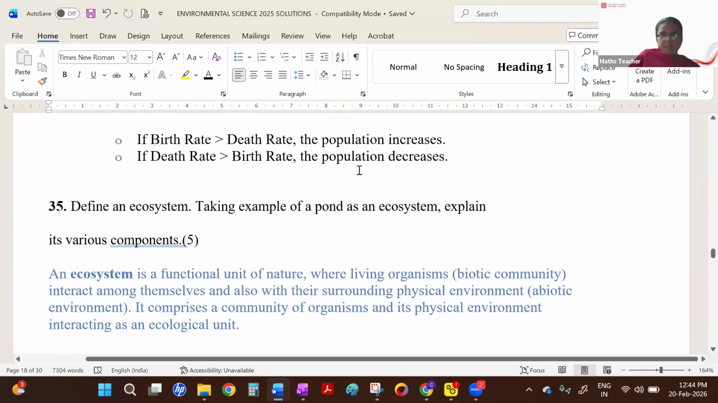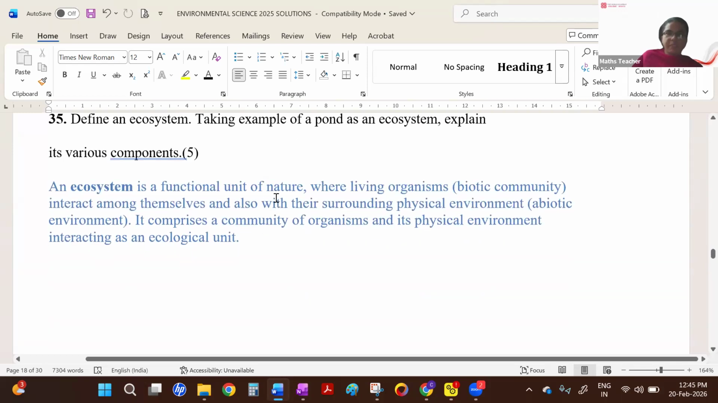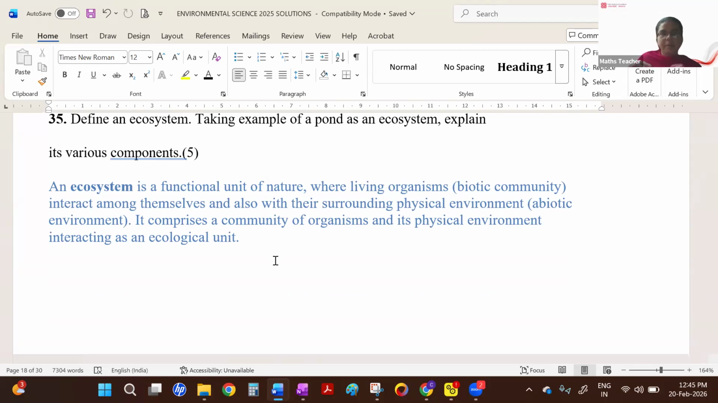Then the next question: define an ecosystem and take the example of a pond as an ecosystem and explain its components. This is also a very important question. This is a 5 marker, so it is a long answer question. The first one, what is an ecosystem? It is a basic functional unit of nature, right? And what does it contain? It contains all the different organisms, from microorganisms and then different plant varieties, right?